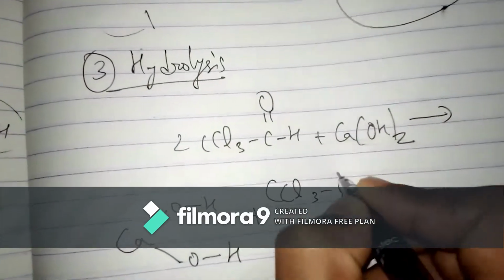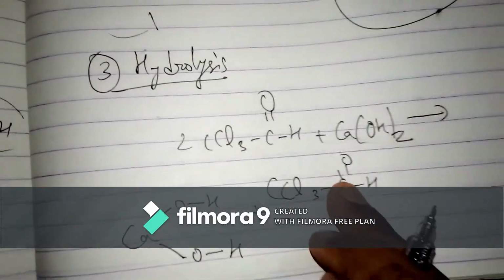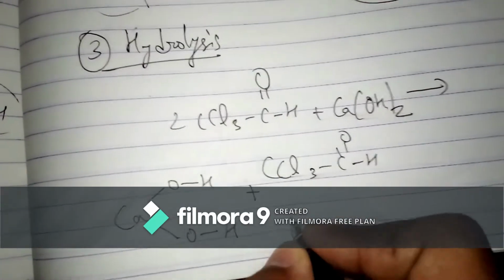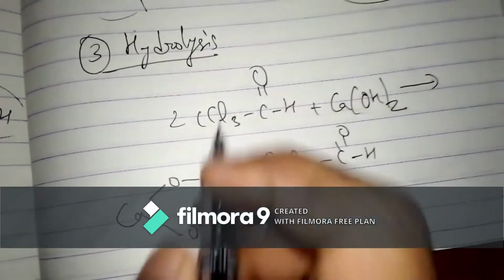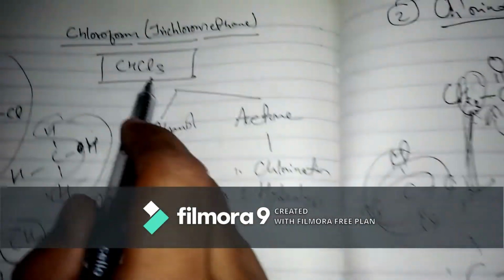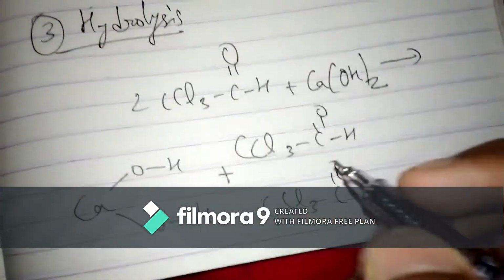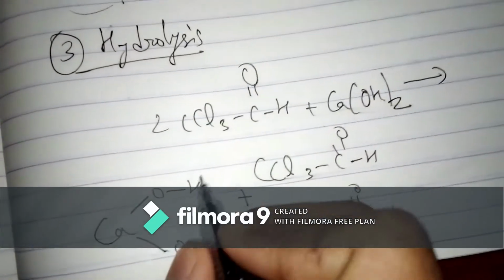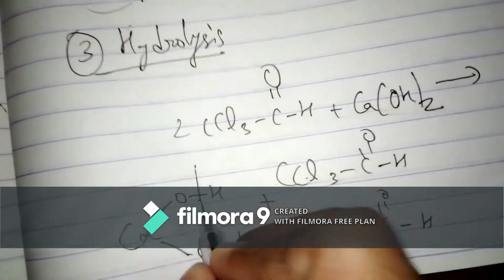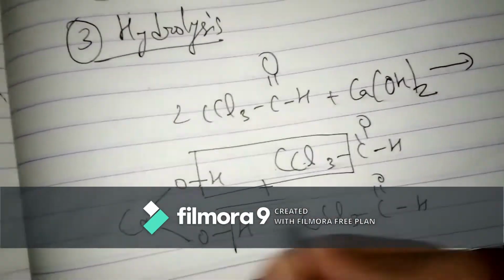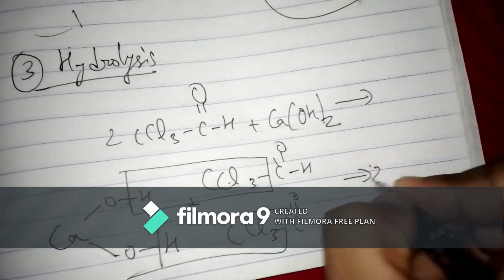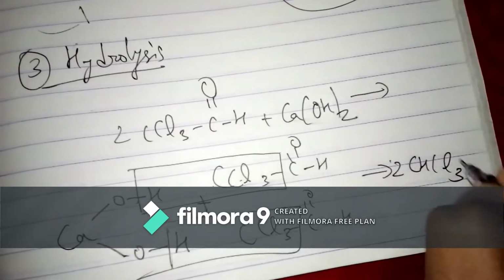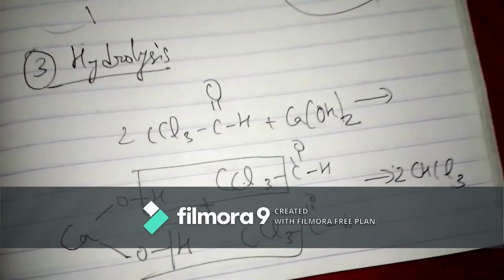CCl3CHO just adjacent to this, and CCl3CHO adjacent to this. So now we know that the formula of chloroform is CHCl3, and this is the last step. So chloroform needs to be formed. So CCl3 and H get combined. So it forms two molecules of CHCl3, which is known as chloroform or trichloromethane.